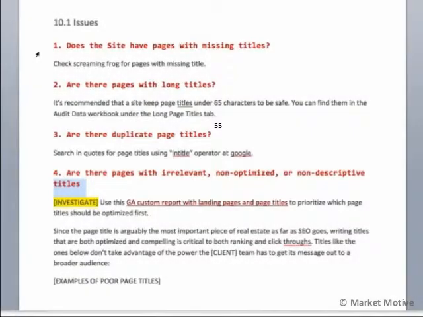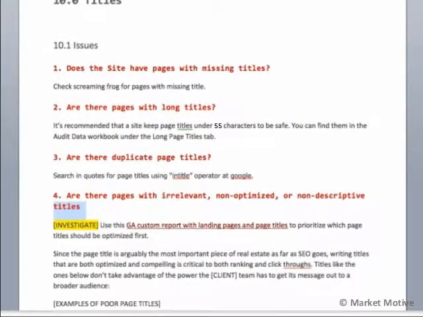Alright, the next area we're going to look at within our document is titles. This is the 10th area. We're going to look at 4 questions here within the titles area. We're going to say, does the site have pages with missing titles? Well, this is pretty easy to cover with Screaming Frog. We can look for this within our spidered version of the website.